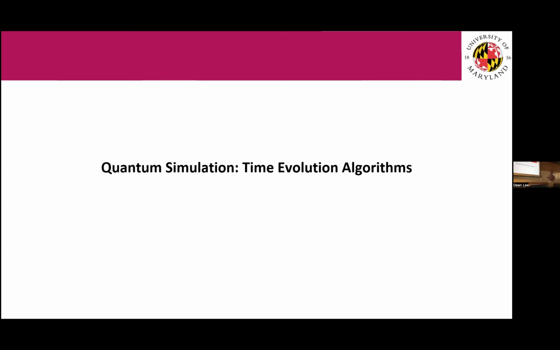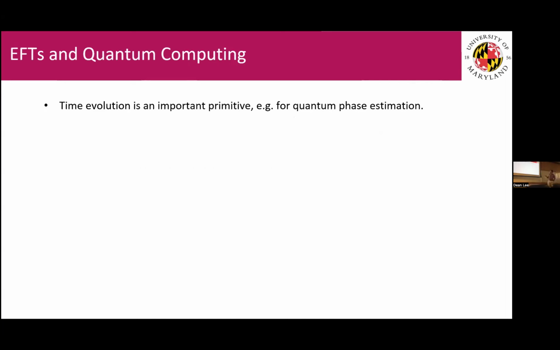So let's talk about the primary object of study that I'm going to be talking about today, which is time evolution algorithms on a quantum computer. As I said, time evolution is an incredibly important primitive. In particular, relative to the task of quantum phase estimation, which is the algorithm I use to do spectroscopy on a quantum computer, time evolution is really the essential component. It's the hard and costly part of the algorithm that I need to implement.